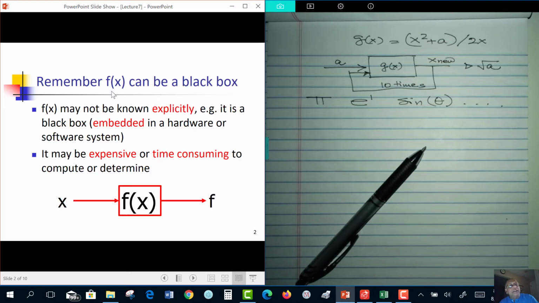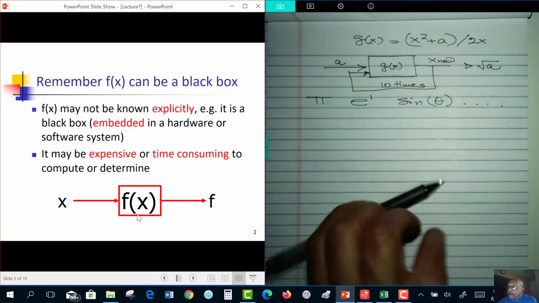Remember, our function need not be known analytically. It can be a black box because it is not stated explicitly. It is embedded in a hardware or software system. And also be aware that it may be expensive or time consuming to compute or determine the function of x.